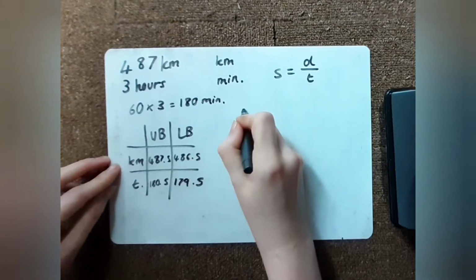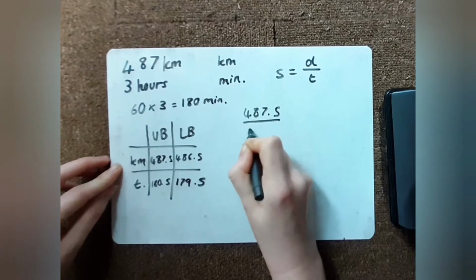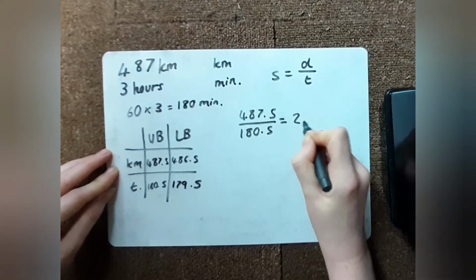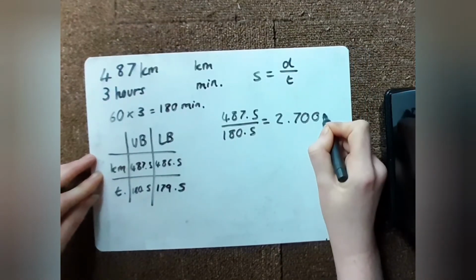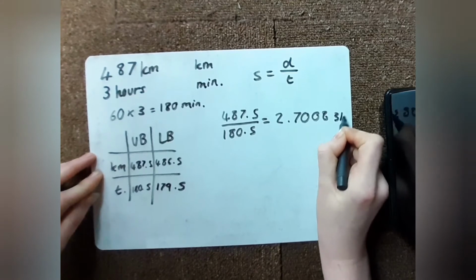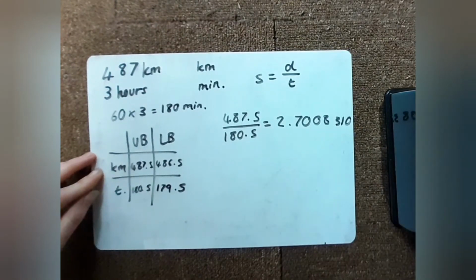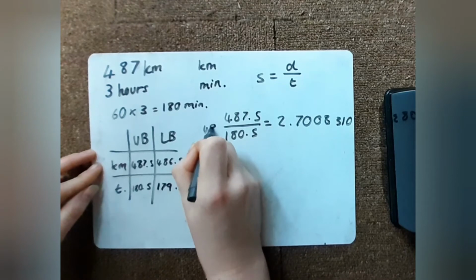If I do 487.5 over 180.5, I would get 2.7008310, and then there's a few more decimal places after that. But in a question you're only likely to have 1 or 2, perhaps 3, but unlikely. So we're at upper bound here.